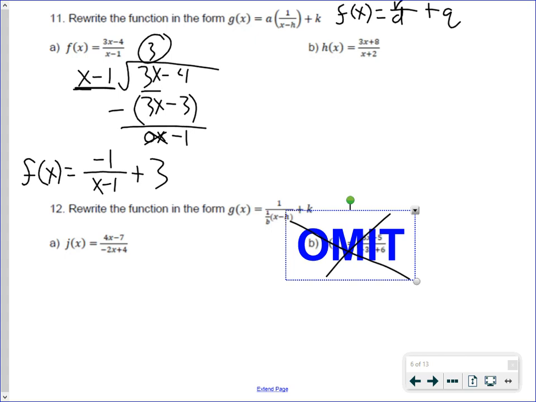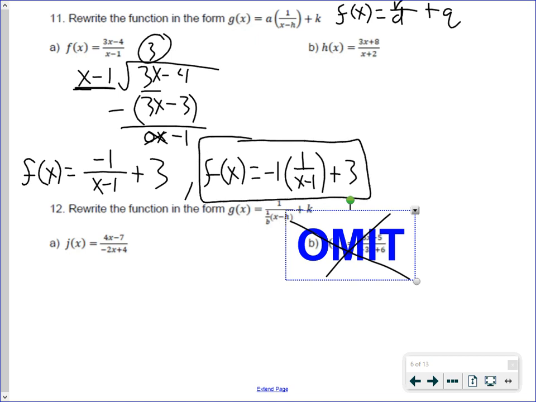The only problem here is that we cannot have a negative 1 over the fraction. It has to be a 1. So what we can do is just take the -1 and put it to the front. So we end up getting f of x equals -1 times 1 all over x minus 1 plus 3. Since -1 times 1 over x minus 1 is the same thing as -1 all over x minus 1, we can do that and just pull out the a to the front. All right, I'll leave this up for a quick second before I erase it so we can go over 11b.